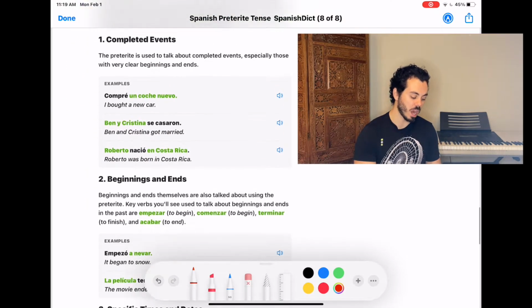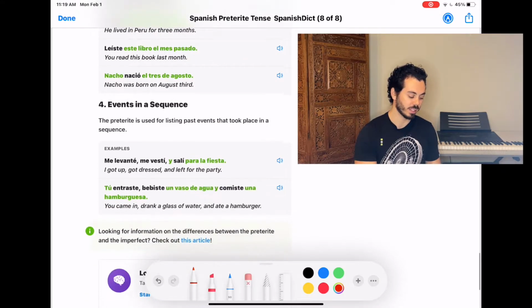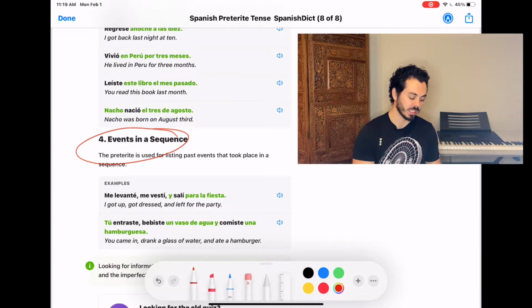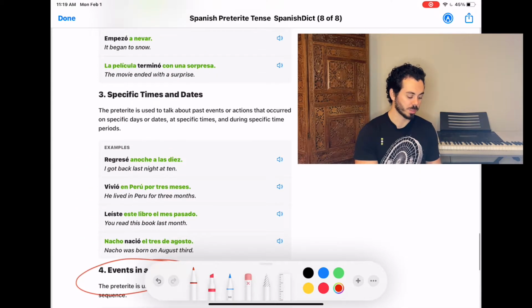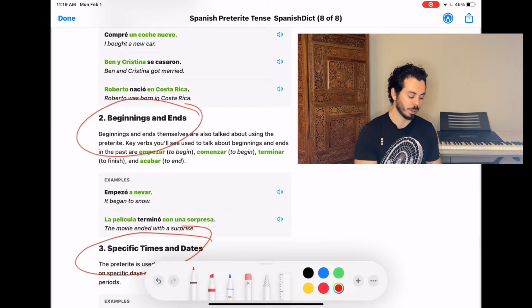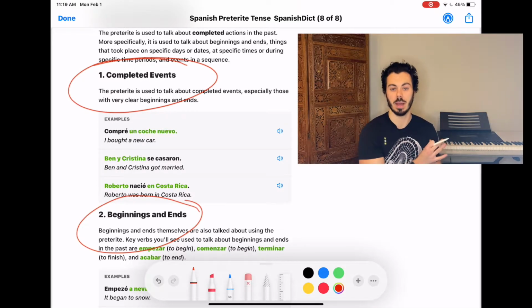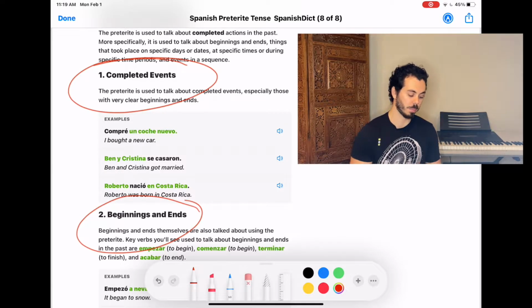Then you have the other rules that 10 time. You have events in a sequence. Me levanté, me vestí y salí para la fiesta. Specific times and dates. Y regresé anoche a las 10. Then you have beginnings and ends. Empezó a nevar. And then you have completed events. Compré un coche nuevo. So as you can see, the 90% rule actually encompasses the first and second one, which is it's something that happened in the past. Actually, not the second one, but a complete event, it happened in the past.